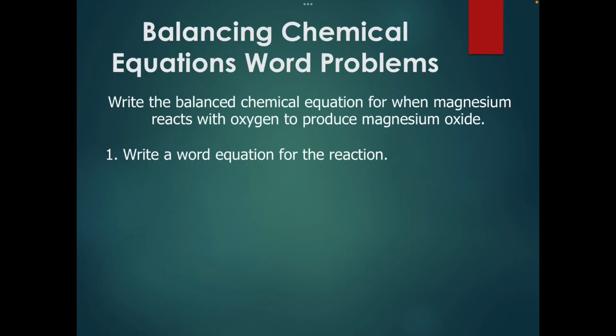So, like I mentioned earlier, sometimes we will encounter word problems in chemistry. Like this one here. This says to write the balanced chemical equation for when magnesium reacts with oxygen to produce magnesium oxide. So we need to take these words, this description of a chemical reaction, and turn it into a balanced chemical equation. So the first thing, just to kind of sort out our thinking, is to write a word equation. So let's see, we've got magnesium reacting with oxygen to produce magnesium oxide, right?